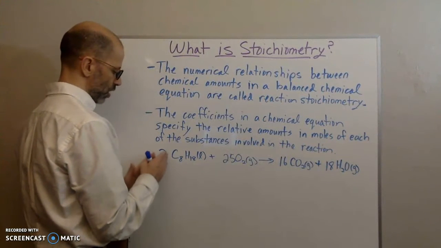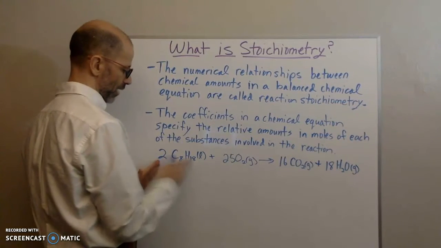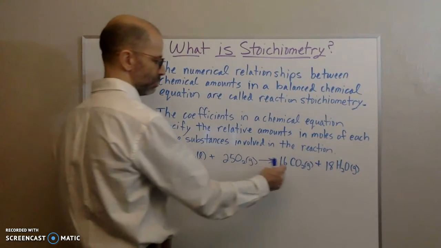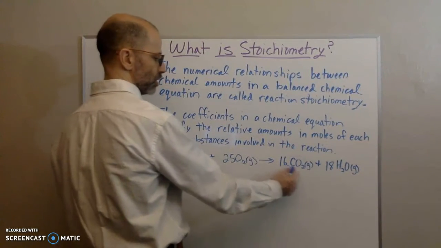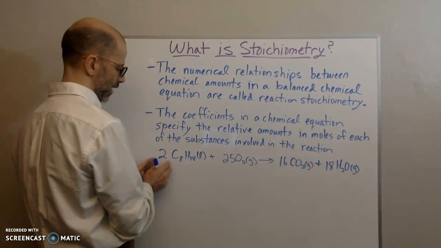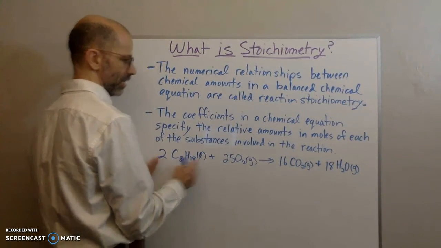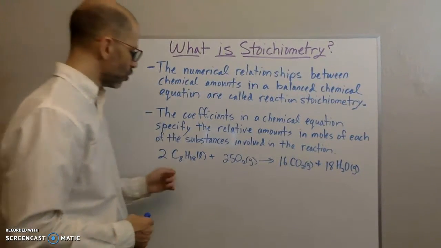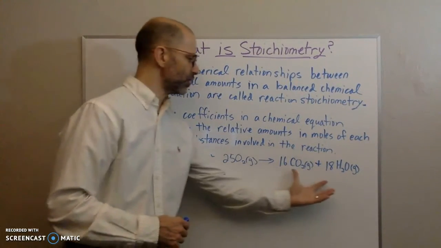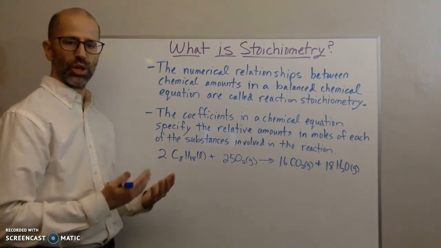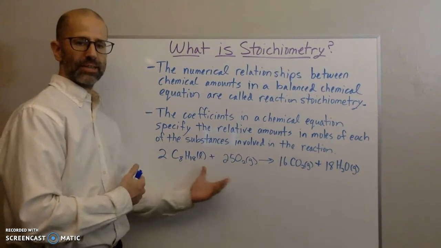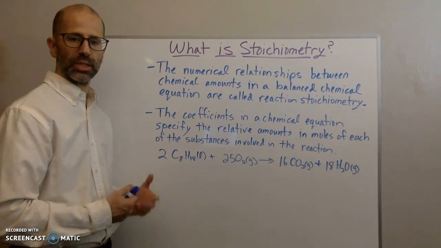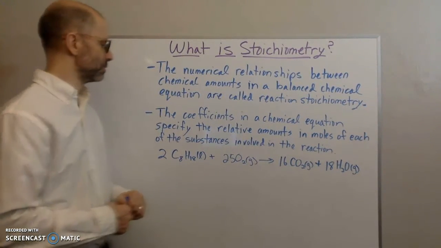So if I completely react 2 moles of my octane, then I should produce 16 moles of carbon dioxide. And if I react 2 moles of the octane, then that should also produce 18 moles of water. So the balanced equation is giving you the ratios of the amounts of reactants and products that I need in order for the reaction to be complete, to completely react, okay?